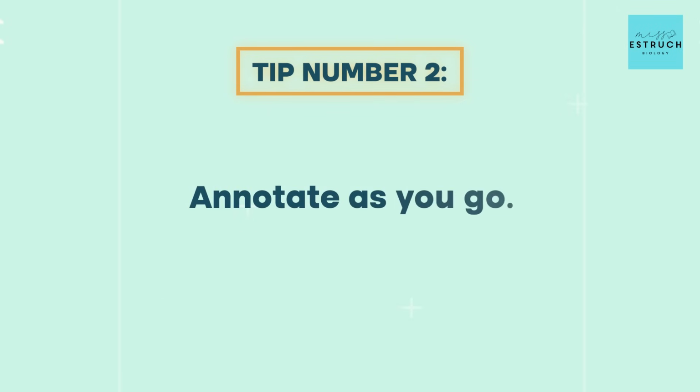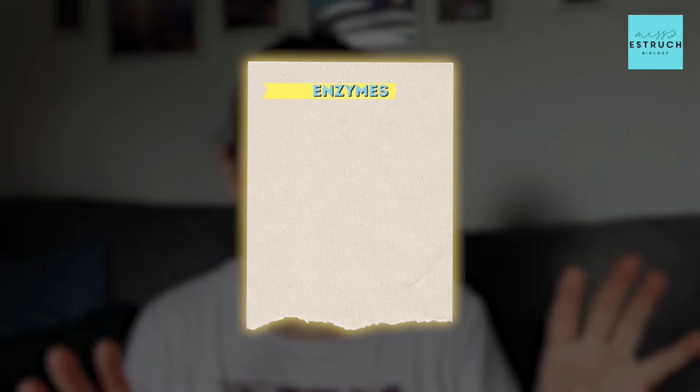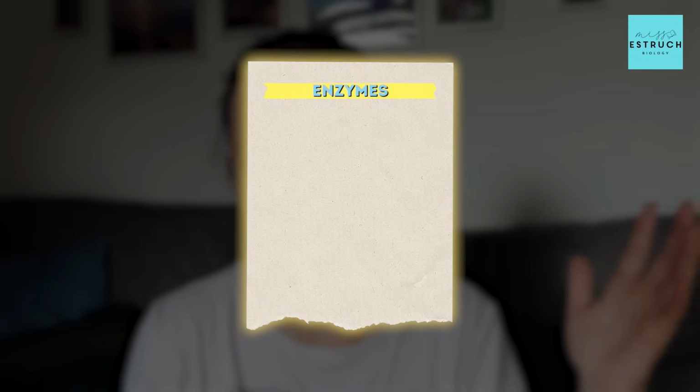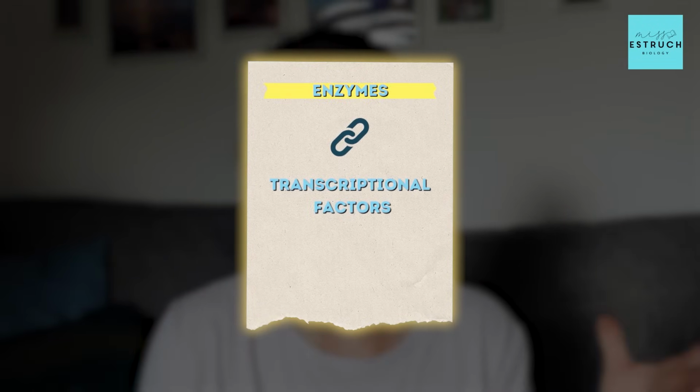And then linked to that, my second tip is annotate as you go. So some of the highlights, I might not have an annotation because it might be fairly obvious. I've highlighted enzyme just to point out to myself that this topic's going to be about enzymes, where it might be linking to transcriptional factor enzymes, for example.